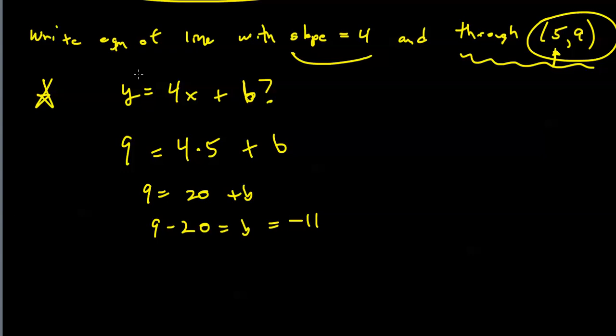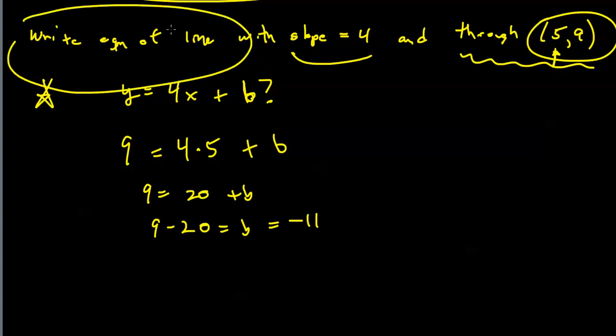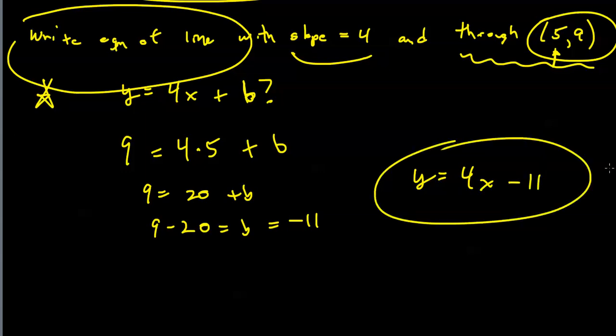Alright, so don't stop here. Your final answer is to write the equation of the line, so your final answer will look like this: y equals 4x minus 11. And in problems in this section, we're going to assume that we are giving our answers in slope-intercept form.